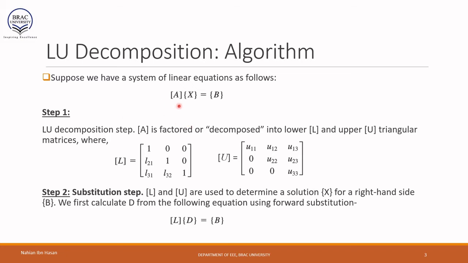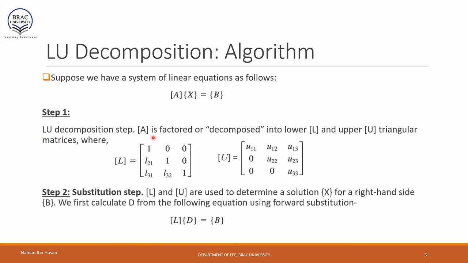Let's say we have a system of linear equations which is denoted something like this. A is the coefficient matrix, X is the vector of unknown variables, and B is the constant vector. So we have to find the unknown variables X. The purpose is to decompose the coefficient matrix into different matrices. So that's the main thing.